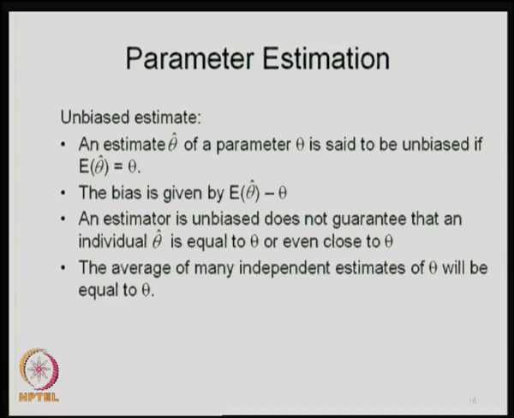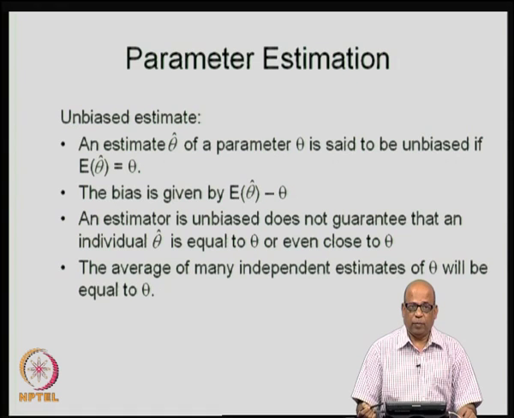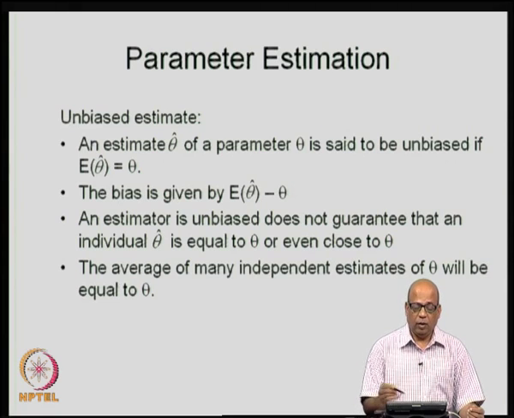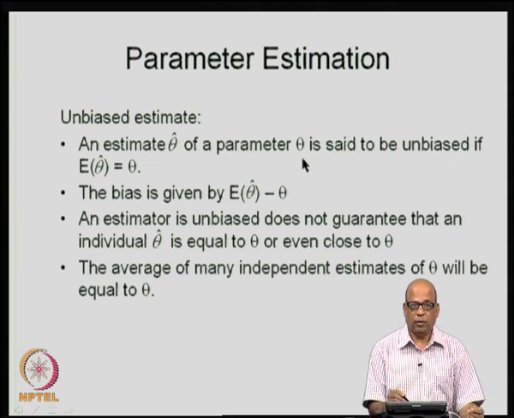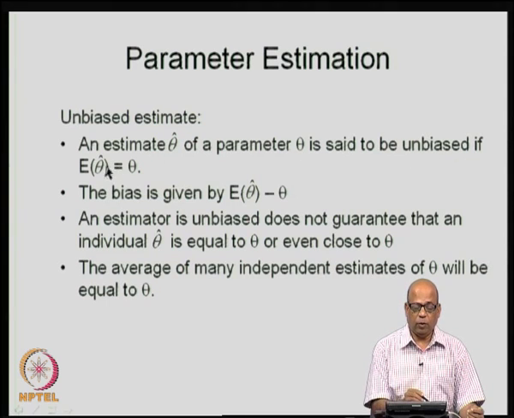Let us look at what we mean by unbiasedness or unbiased estimates. As I just mentioned, the estimate theta cap of a parameter theta is itself a random variable. An estimate theta cap of a parameter theta is said to be unbiased if the expected value of theta cap is equal to theta itself, and the bias, if any, is given by the expected value of theta cap minus theta.